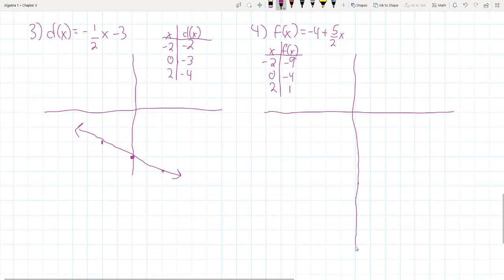So if I do this, negative 2, and down 1, 2, 3, 4, 5, 6, 7, 8, 9. Here's my point. 0, negative 4, 1, 2, 3, 4. 2, 1. And so I draw my line connecting all of them.